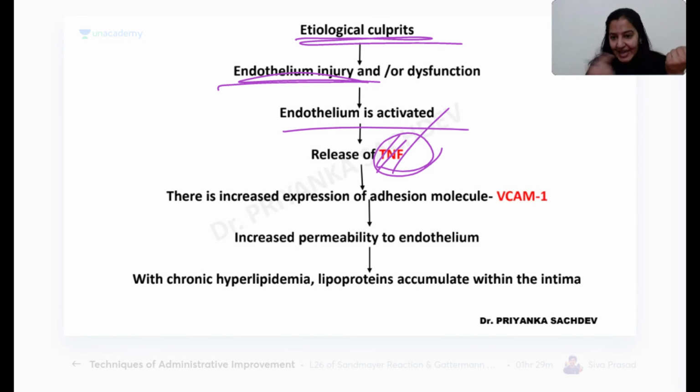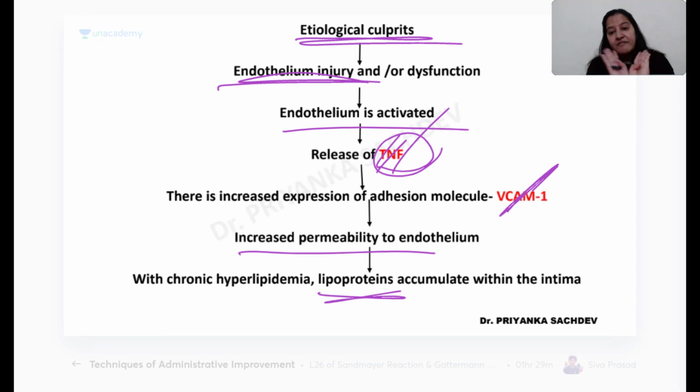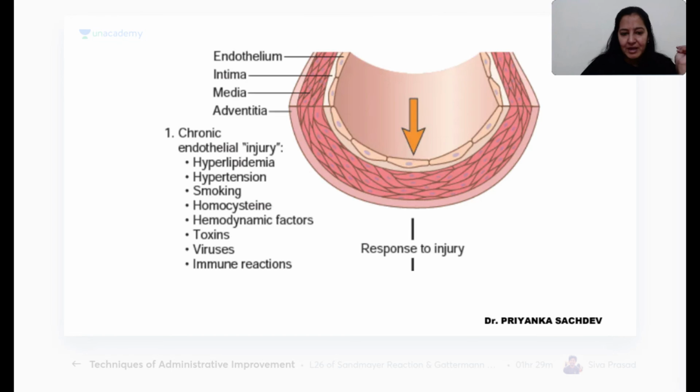Once the endothelium is injured, it is activated and it will secrete TNF, tumor necrosis factor. TNF causes increased expression of VCAM on the endothelial cells. VCAM will be expressed and it will cause increased permeability of the endothelium. And lipoprotein or lipid present in the blood will enter inside.